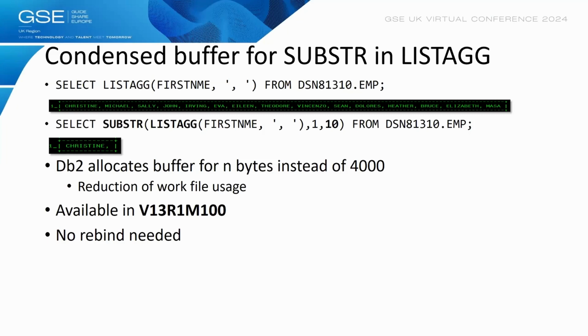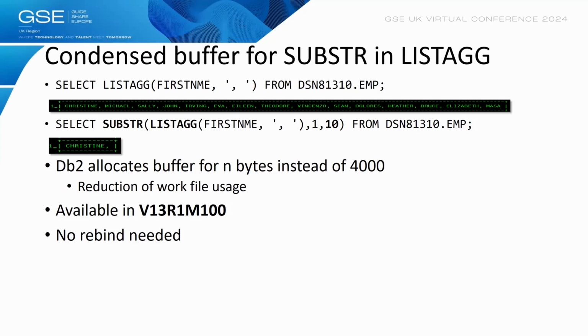For example, this one. If you are a LISTAGG user and you were using the substring there, Db2 always allocated a buffer of 4K. Now it will just allocate a buffer of the bytes as needed. So, nice enhancement. If you are a heavy user of LISTAGG, you will appreciate it, right?